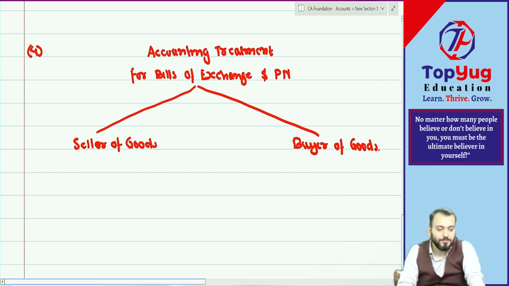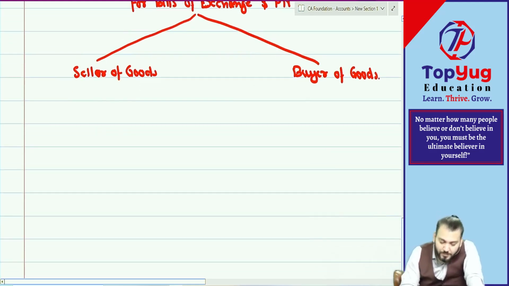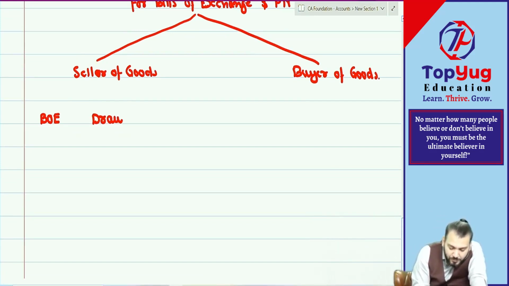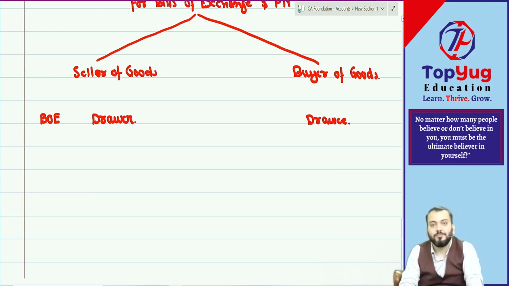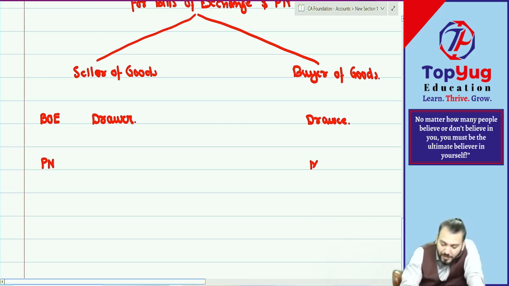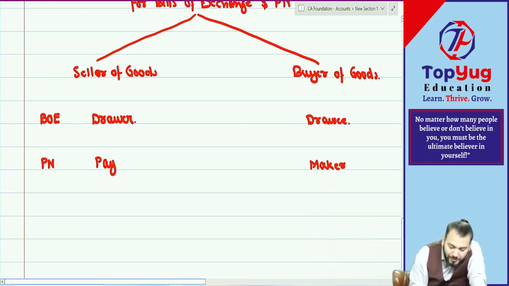So it means we need to do the journal entry either in the books of the seller of goods or the buyer of goods. Can I say in case of bills of exchange, seller becomes drawer and buyer becomes drawee? Say yes or no? And in case of promissory note, can you say buyer becomes maker and seller becomes what? Payee, payee.